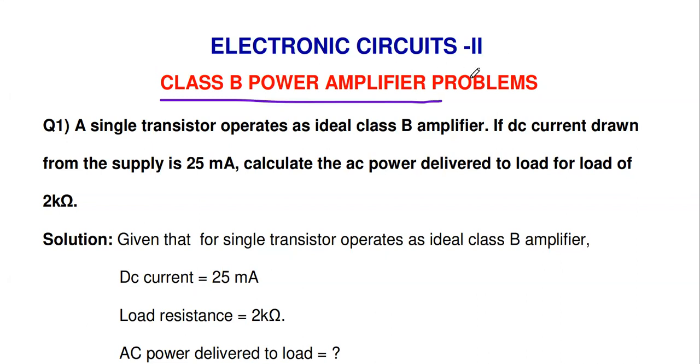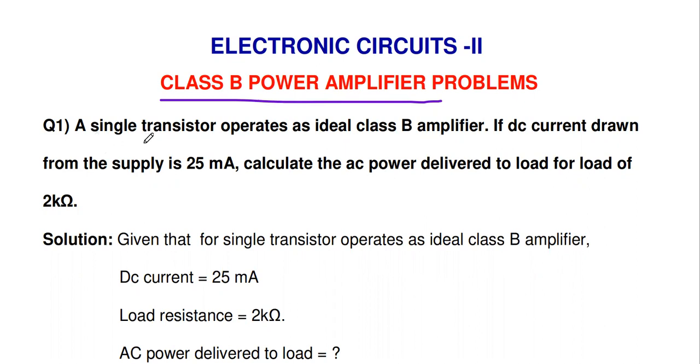Now we are going to discuss the class B power amplifier problems. In class B also there are two types: one is the push-pull class B amplifier and another one is the complementary symmetry push-pull class B amplifier. From these amplifiers we are going to see some problems.